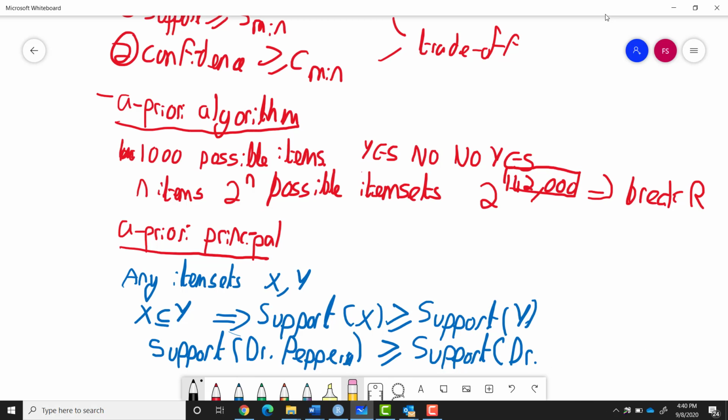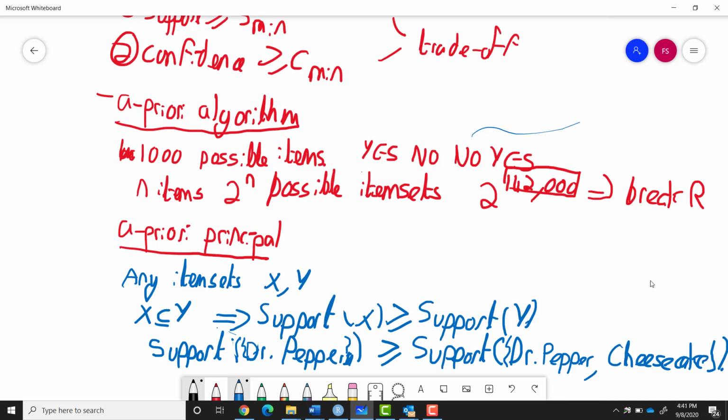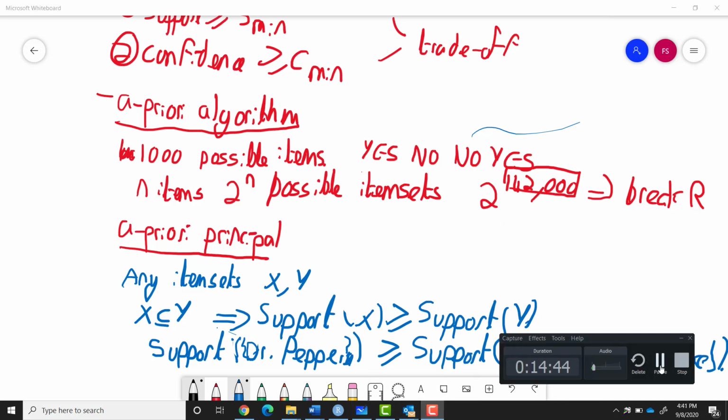So the support for Dr. Pepper is greater than the support for Dr. Pepper and cheesecake. I had Dr. Cheesecake there. I think this semester's getting too much for me. Okay, so that makes a lot more sense: Dr. Pepper is a subset of Dr. Pepper and cheesecake, thus it has greater support. Okay, so now on to the R part.